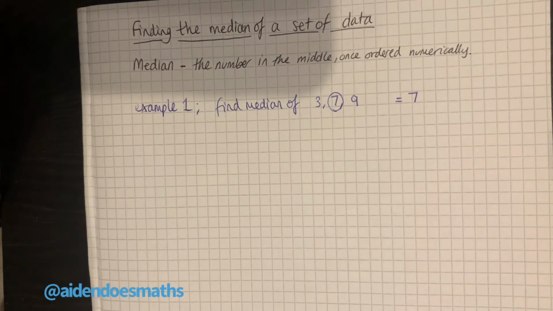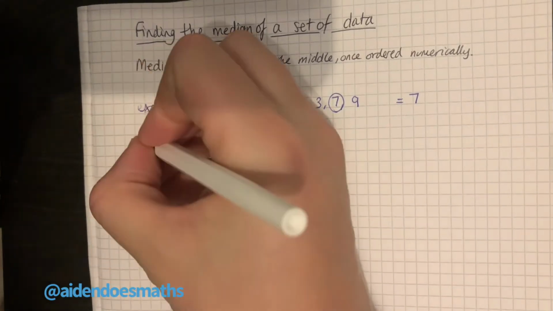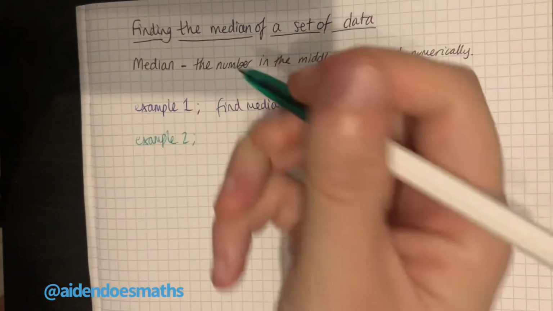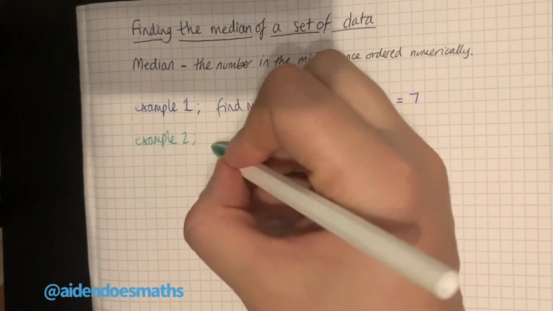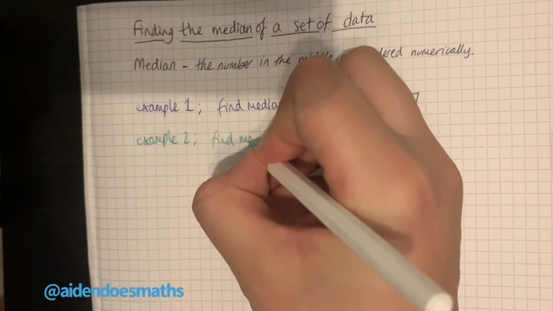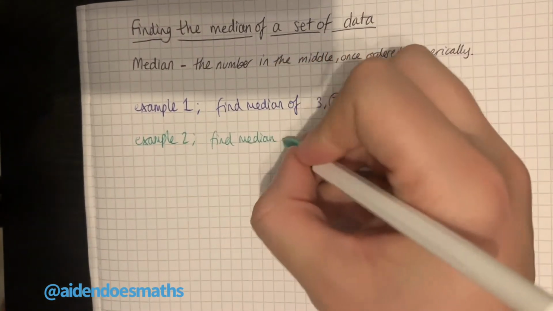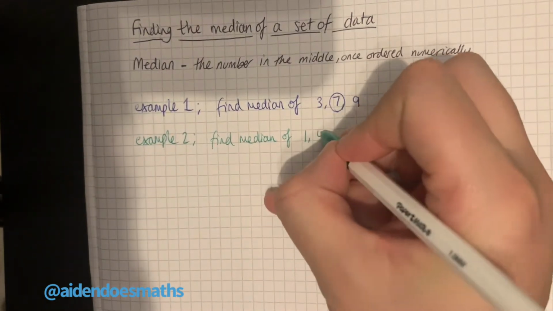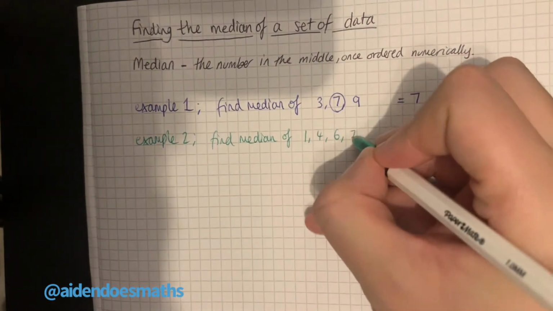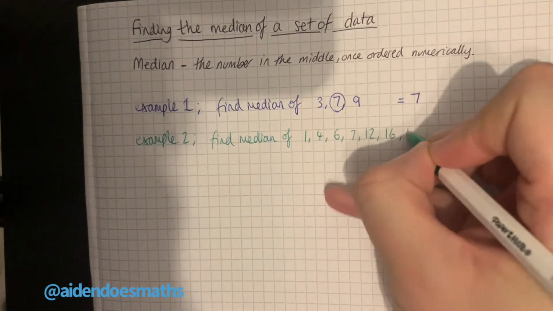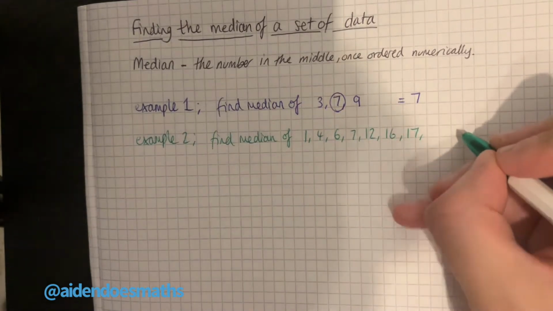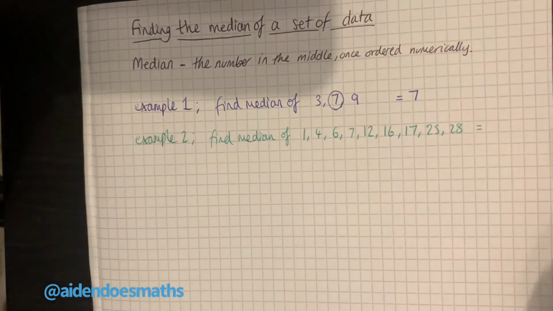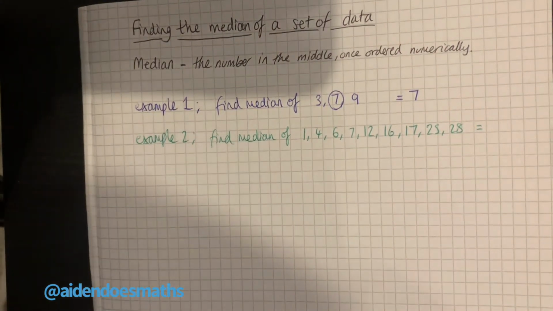If we move on to a slightly harder example, okay, we're going to find the median again. This time they're going to be ordered, but there's a lot more numbers for us to think about this time. So if we have a look at this list of numbers, we need to think of a strategy here to work out which one would be in the middle.